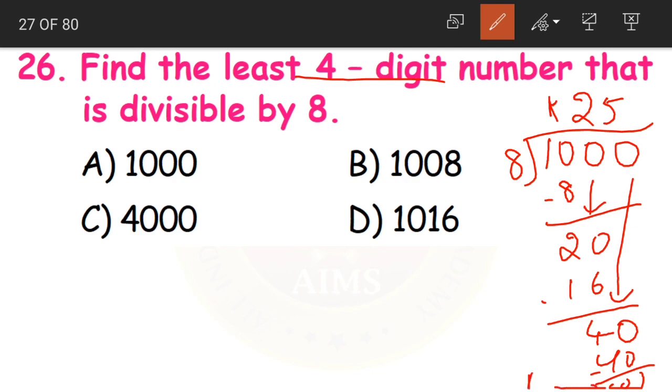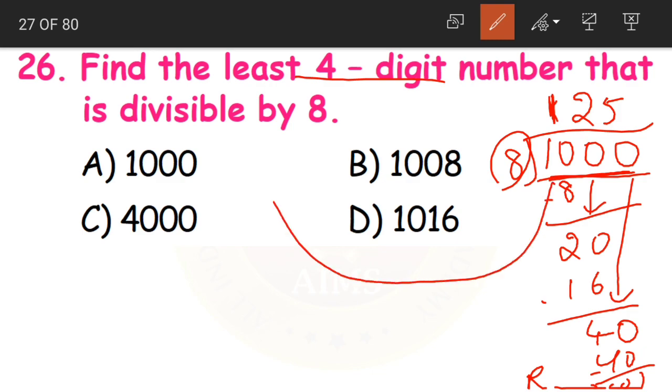So what is the remainder here? 0 is our remainder. Now what does that mean? 8 divides 1000 exactly. That means 1000 is divisible by 8. Now 1000 is our smallest 4-digit number. So option A, 1000, becomes our answer.